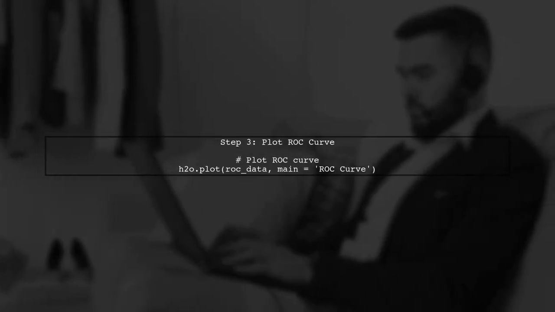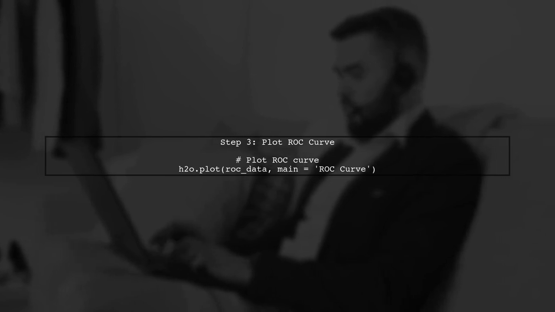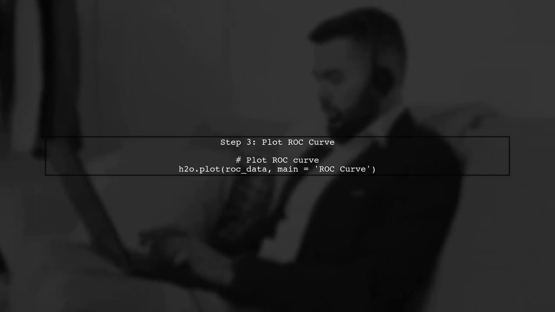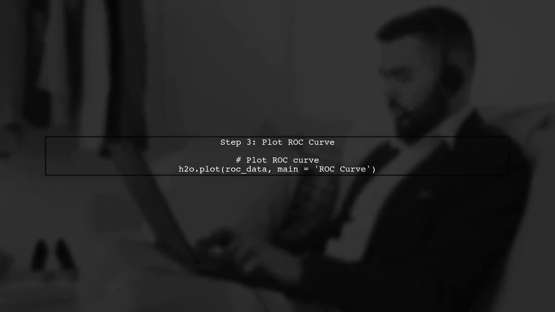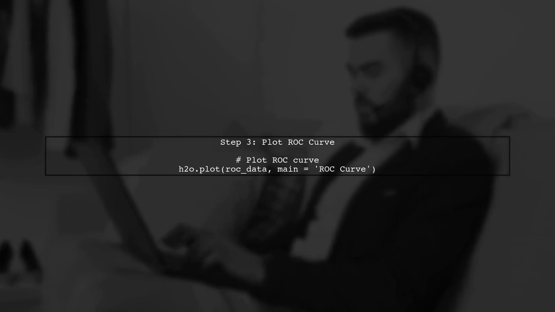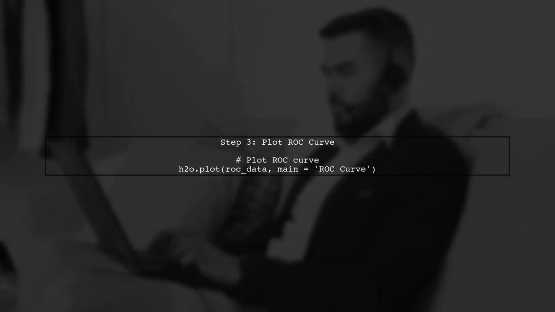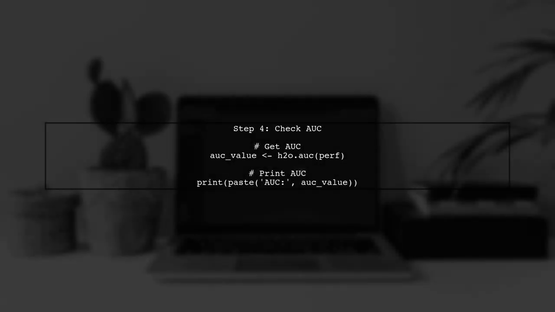Now that we have the ROC data, we can plot the ROC curve using the h2o.plot function. This will give you a visual representation of the true positive rate versus the false positive rate. Finally, remember to check the area under the curve, or AUC, which is a crucial metric for evaluating the performance of your model. You can easily retrieve this from the performance object.